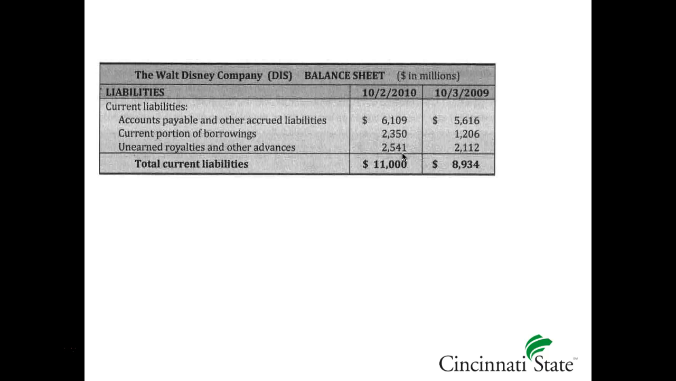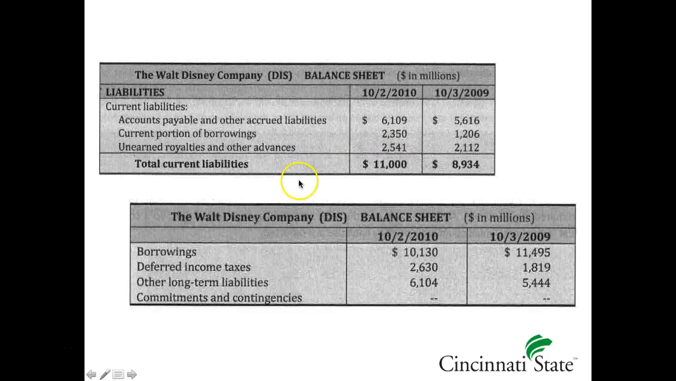Walt Disney's obligations that need to be paid in the more distant future, or past the 12 months following the balance sheet date, are various borrowings for the amount of $10,130 million, deferred income taxes for $2,630 million, and other long-term liabilities for $6,104 million.